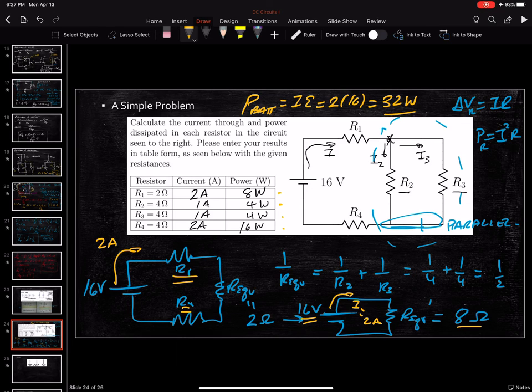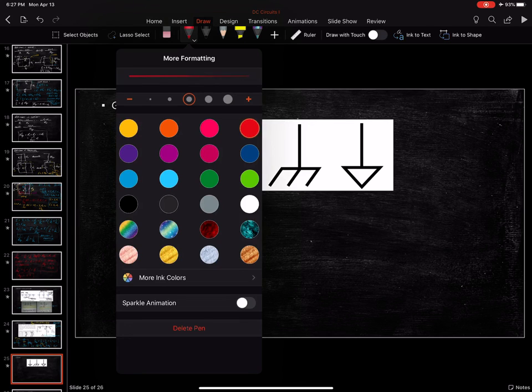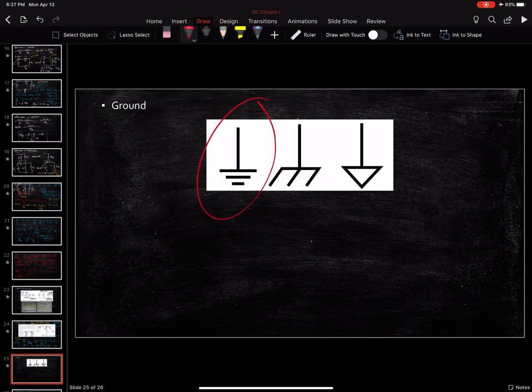All right? Couple more things that I want to talk about. First, there's something called a ground. And there's a whole bunch of different symbols for a ground. This is the one that we're going to use. We're going to stick with this one for ground. Different people like different things.